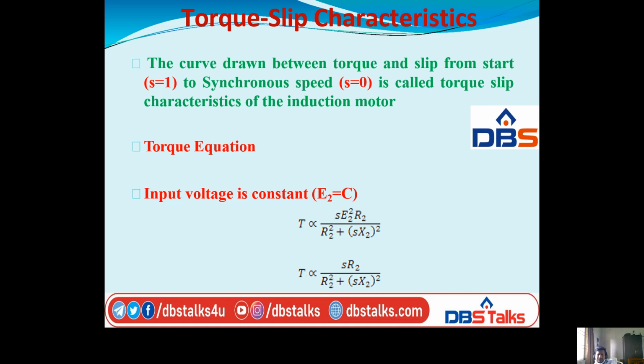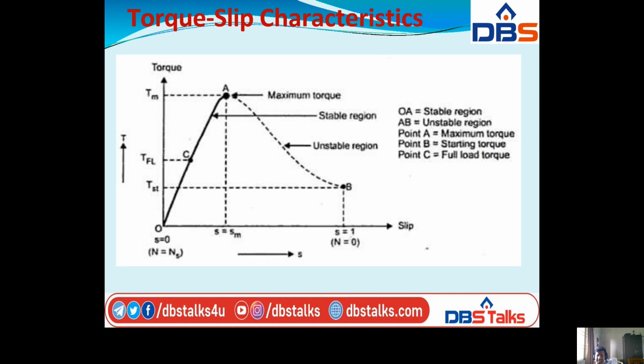We know the torque equation: torque is proportional to S E2 square R2 by R2 square plus S X2 square. Suppose E2 is a constant value, then torque is proportional to S R2 by R2 square plus S X2 square. Look at the torque-slip characteristics, from S equal to 1 to S equal to 0. This is the maximum torque, stable region, unstable region, and this is T full load, T starting, T maximum.